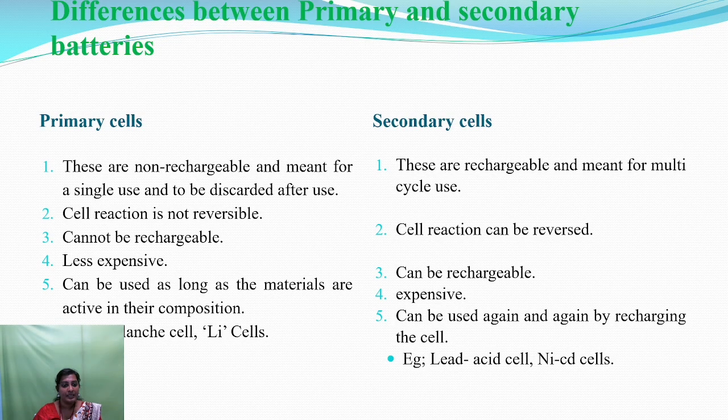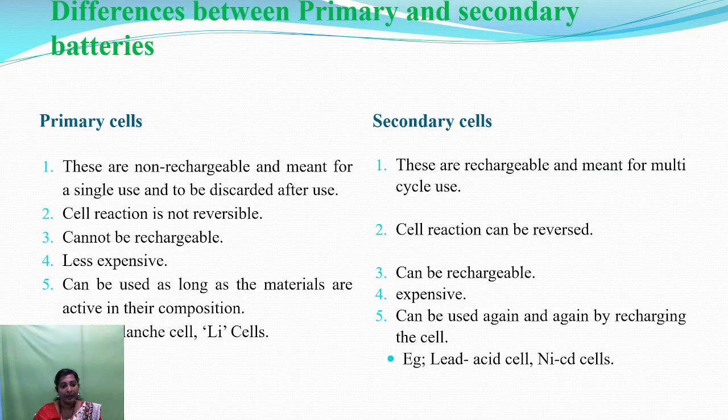In primary cells, the cell reaction is not reversible. In secondary cells, the cell reaction can be reversed. Primary cell cannot be recharged, whereas the secondary cell is rechargeable. Primary cell is less expensive, secondary cell is expensive. Primary cell can be used as long as the materials are active in their combustions. Secondary cell can be used again and again by recharging the cell.